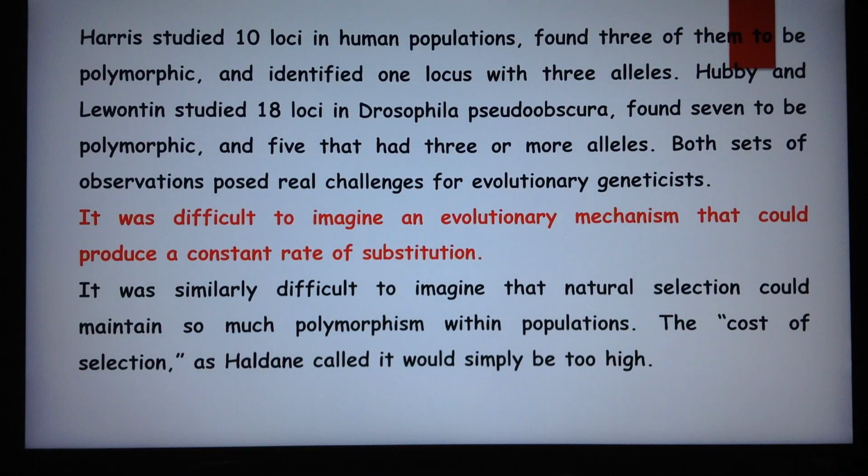Harris studied 10 loci in the human population and found 3 of them to be polymorphic, and identified one locus with 3 alleles. Hubby and Lewontin studied 18 loci in Drosophila and found 7 to be polymorphic. It was difficult to imagine an evolutionary mechanism that could produce a constant rate of substitution that is subsequently selected. So natural selection cannot maintain so much polymorphism within a population. The cost of selection would be too high.